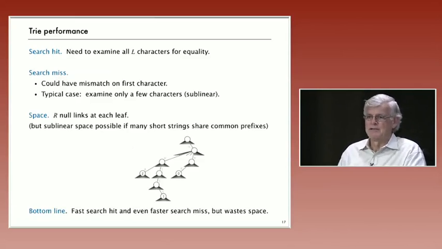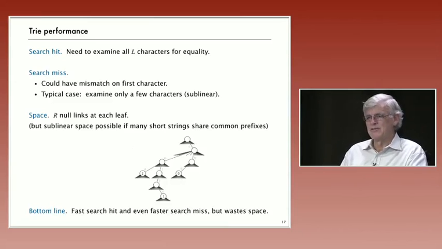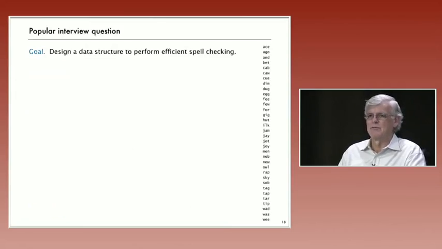So the bottom line is, for symbol tables with relatively small numbers of string keys where the amount of space used by the null links of leaves is not a problem, then we get a very fast search hit and even faster search miss. But we burn up some space. That's the bottom line about trie performance.